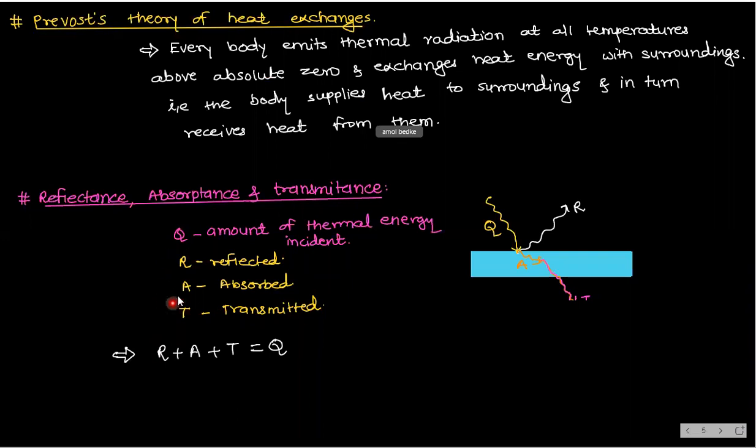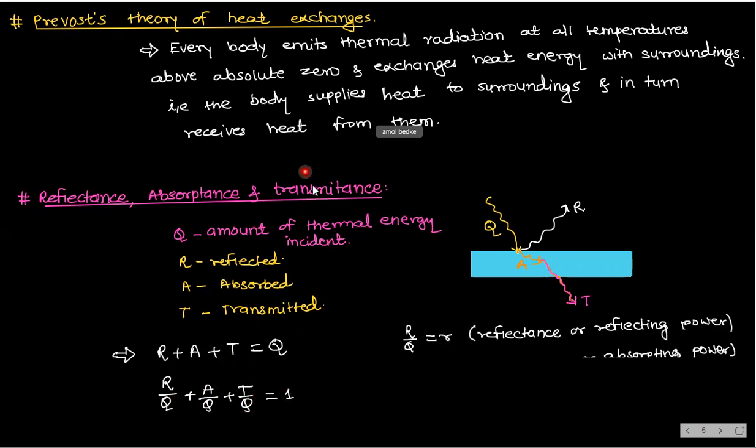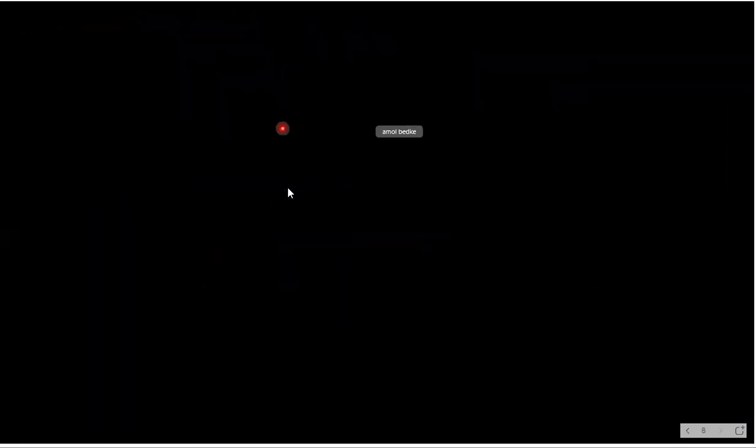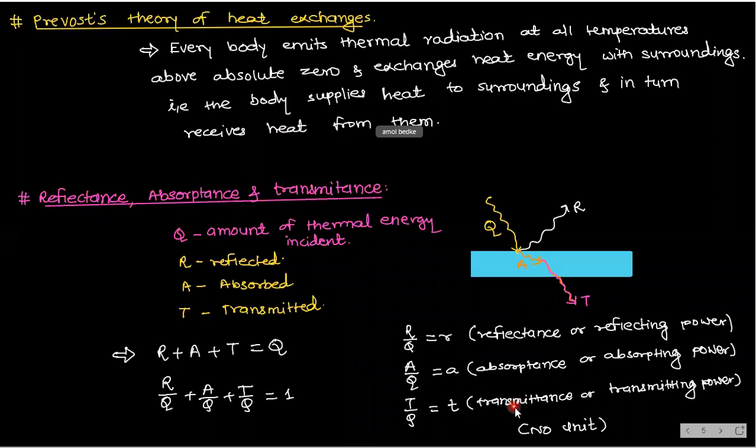So if we add these three, that is reflected, absorbed, and transmitted, you will get the total amount of thermal energy incident. Now what I am doing, I am dividing throughout by Q. So R by Q plus A by Q plus T by Q, this is Q by Q, which is equal to 1. And this R by Q is nothing but what? Reflectance, or you can say reflecting power. This A by Q is nothing but absorptance or absorbing power, and this T by Q is nothing but transmittance or transmitting power. And these all are just ratios, so they don't have any unit. Okay, note down.